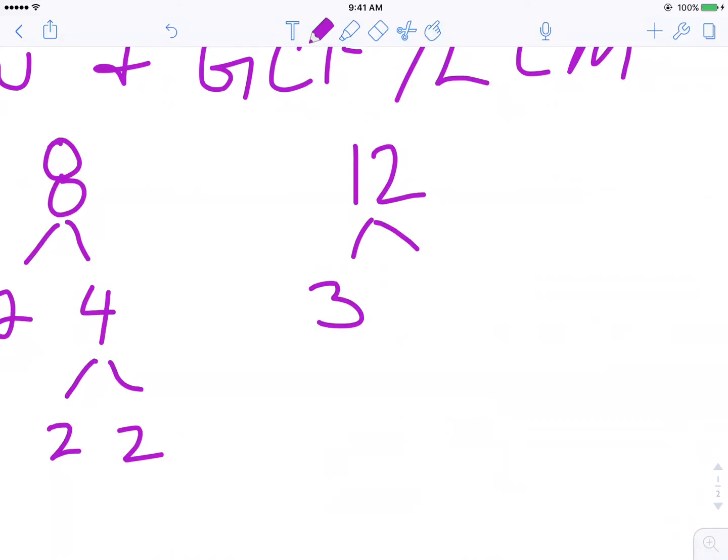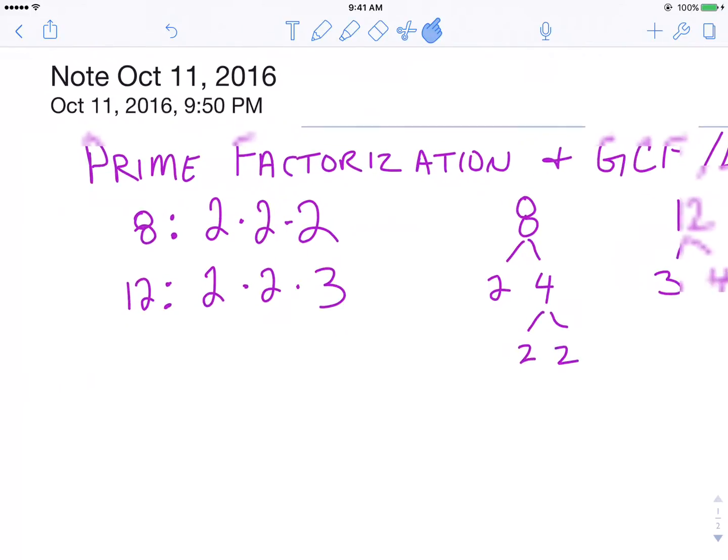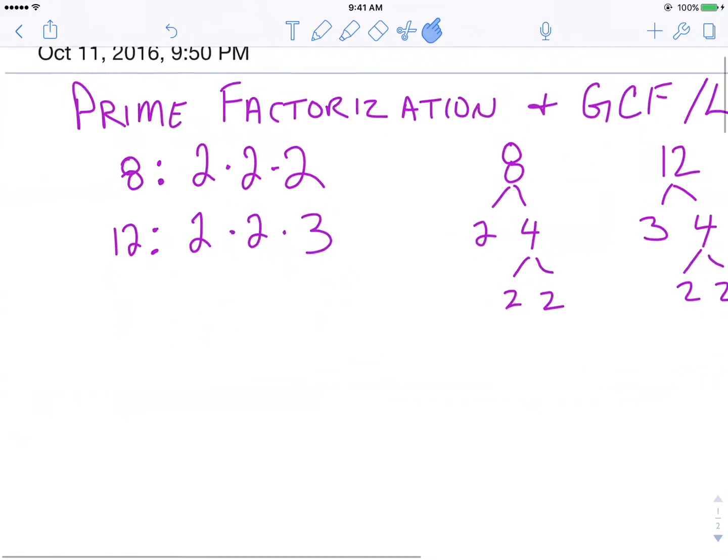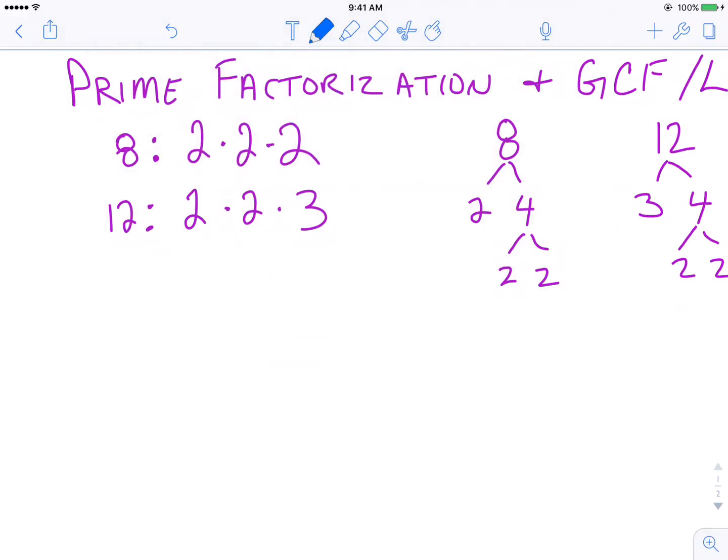And I do the same for 12, which is 3 times 4, which is 2 times 2. So my prime factorization for 12 is 2 times 2 times 3. Now that I have my prime factorizations, let's look at finding the greatest common factor.